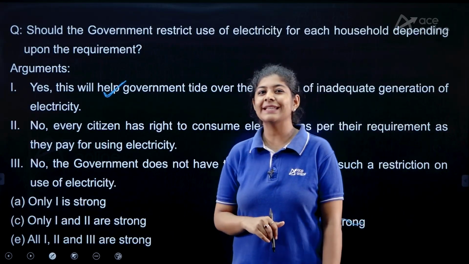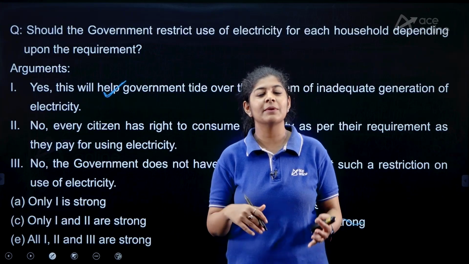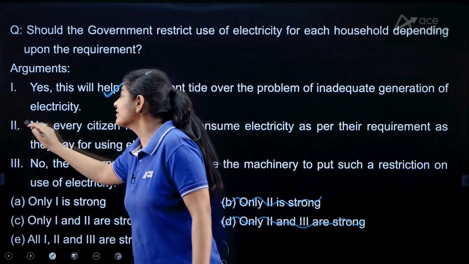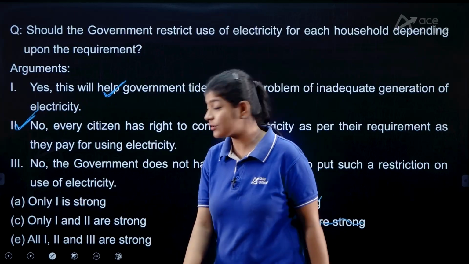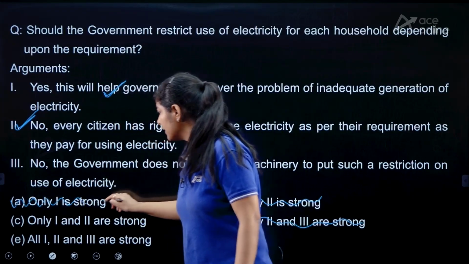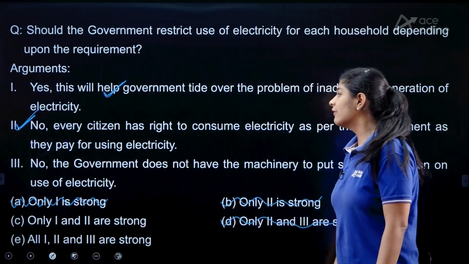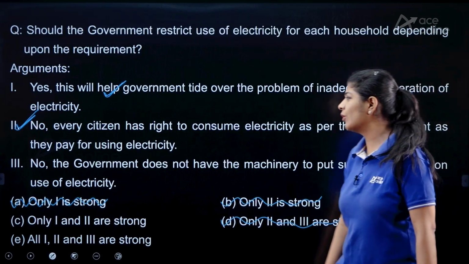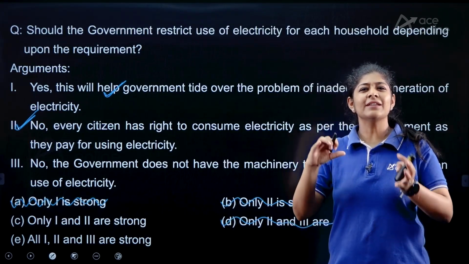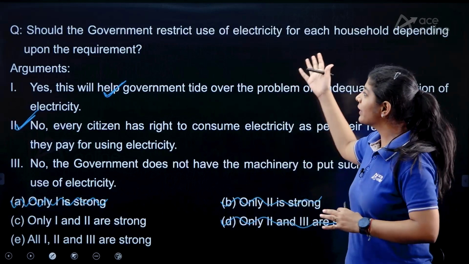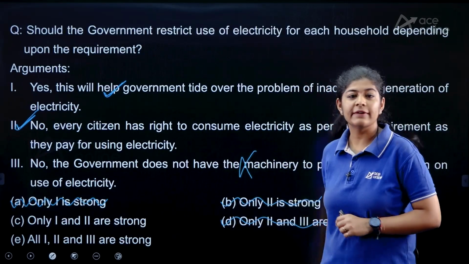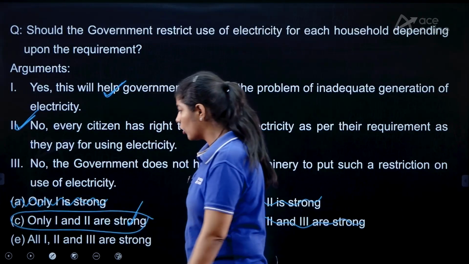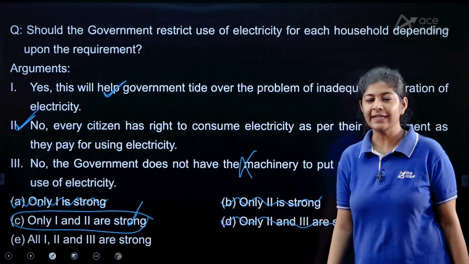हाँ, basically ऐसा करना सही भी नहीं है क्योंकि जितने भी लोग जितनी भी electricity use कर रहे हैं उसका पैसा दे रहे हैं, तो ये भी एक तरीके से strong point है. If this is also a strong point, option number A is eliminated. Next. No, the government does not have the machinery to put such a restriction on use of electricity. ये तो बात की बात है, यहाँ पे हमारे इस पॉइंट के ऊपर देखा जाए तो this is not relevant. That means your option number C is the correct one.